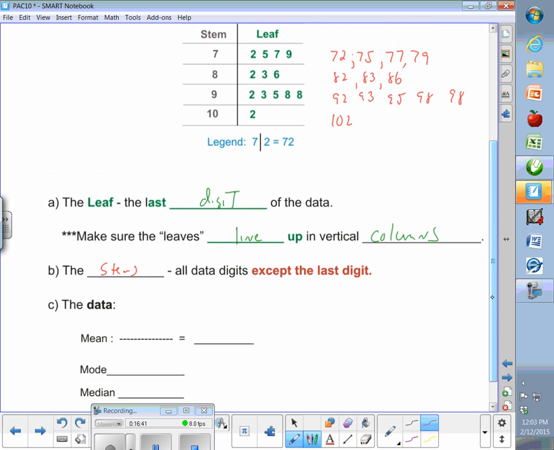We need to find the mean. All right, break your calculators out. Now, I've already listed the data. You may want to do this.